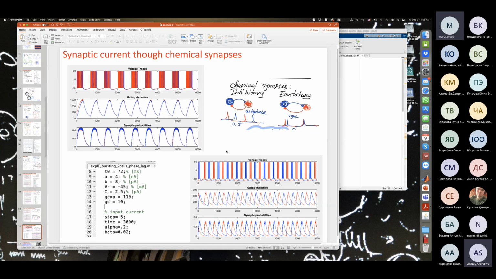In this case, I'm using excitatory synapses to couple these two blue and red cells. Again, it's controlled by the level of the reversal potential. And as you can see, not only spikes, but typically the bursts of activity will become synchronous if two cells are coupled by excitatory synapses.